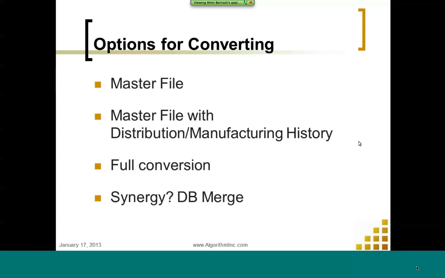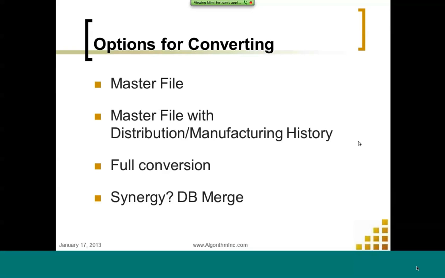All right. So what you see in front of you now are the methods for converting Progression data to Macola ES. There are three options. That fourth down there, we'll talk about what that means. But there really are three options for getting your data from Progression to ES.